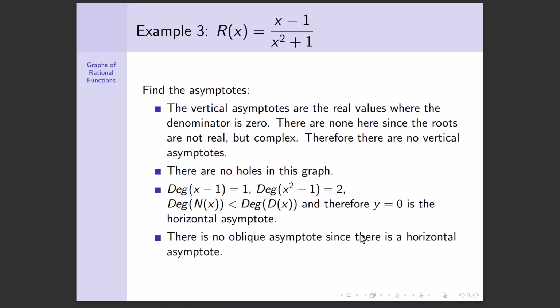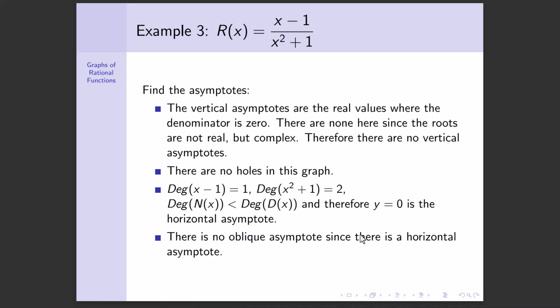The vertical asymptotes are the real numbers where the denominator is 0, but there are none here since the roots are not real but complex. Therefore, there are no vertical asymptotes. And because of the same reasoning, there are no holes in this graph either. So this means we have no vertical asymptotes and we have no holes. Every real number will be satisfactory in substituting this in.